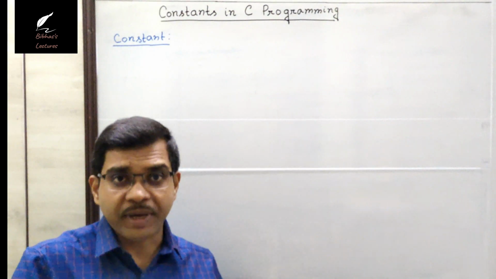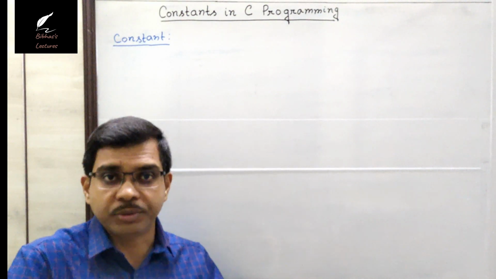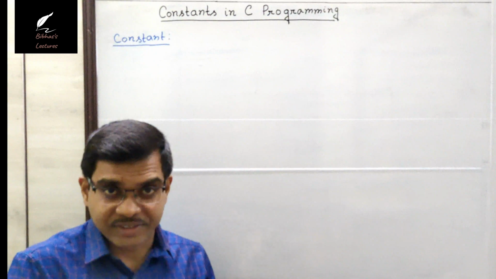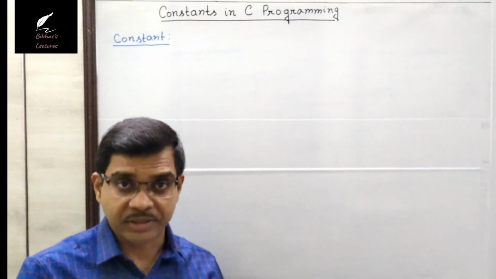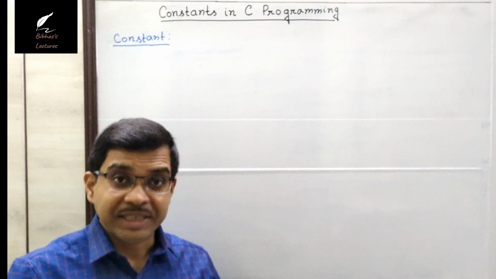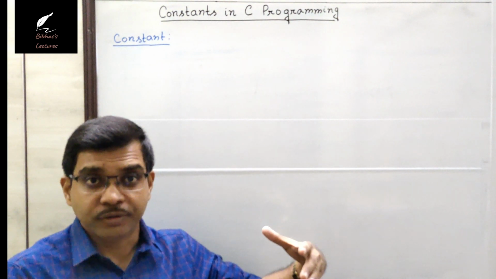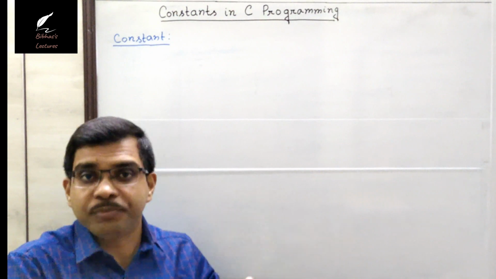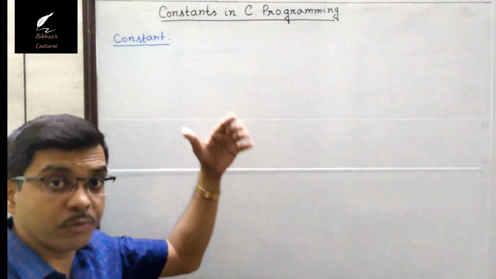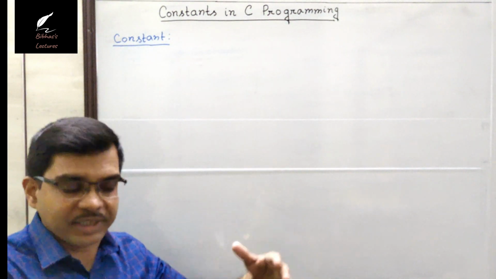So any unchanged value during the execution of the program, whose value is not getting changed, whose value is not getting updated, or whose value remains the same during the execution of the program, it is not changed at all. So this is called a constant. Now in C programming, the constants can be broadly classified into two different categories.